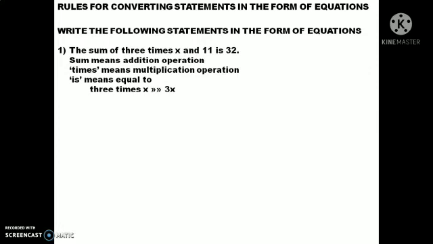3 times x means 3 into x. 3 into x can be written as 3x. Sum of 3x and 11. That means 3x plus 11. So final answer is 3x plus 11 equal to 32.